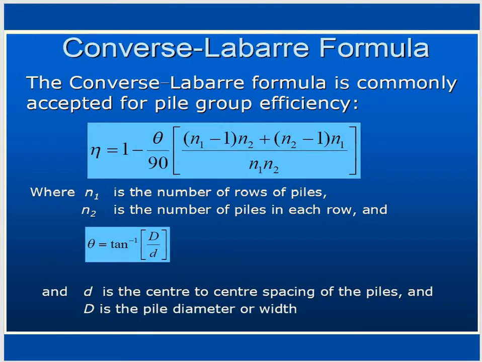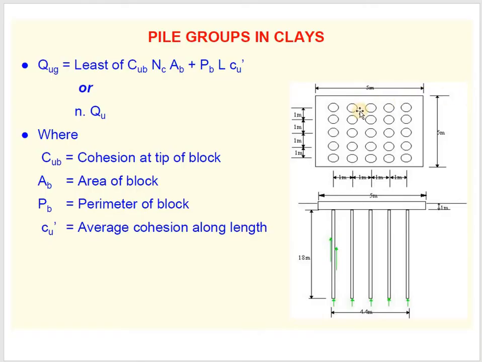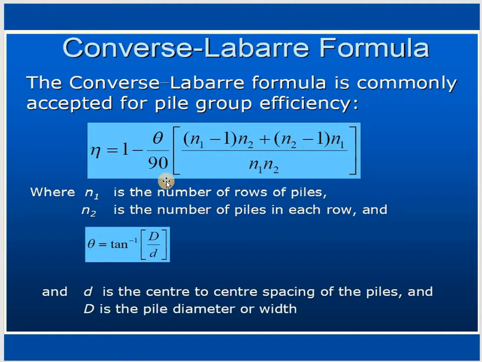I will show you how they are arranged in groups. So this is a group. This is the center to center spacing between two piles, and this is the number of rows. How many rows are here? 1, 2, 3, 4, 5. Five rows are there. And how many piles are there in a single row? You have 5 piles. So this is a 5 by 5 arrangement. So if you know n1, n2 and the capital D, that is the pile diameter or width in case of a square pile, and you have the center to center spacing of the piles, then definitely you can find the efficiency.